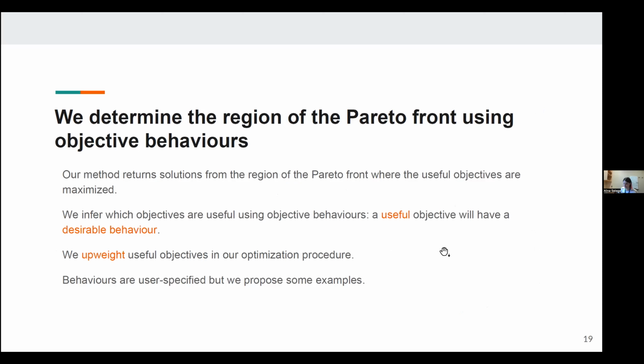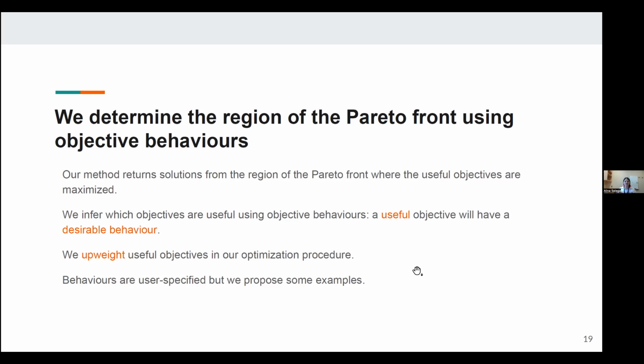So we follow a similar approach, but instead of just asking the user to specify P of lambda, we determine the region of the Pareto front using these objective behaviors that I mentioned before. The idea is that we want to return solutions from the region of the Pareto front where the useful objectives are maximized. Now, how do we do that? We infer which objectives are useful using objective behaviors. A useful objective will have a desirable behavior, and then we upweight useful objectives in our optimization procedure. I'll show that in more detail.